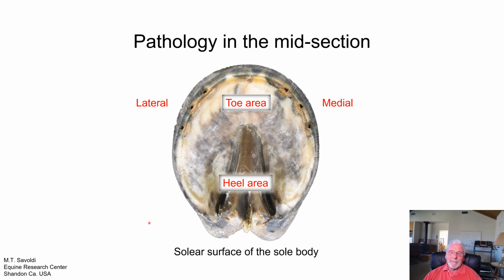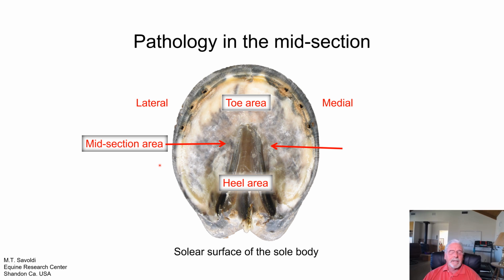So what are we talking about? We have a toe area in the horse's foot, and we have a heel area in the horse's foot. And what we're talking about is the midsection of the horse's foot. It's usually around the area of the widest part of the foot.